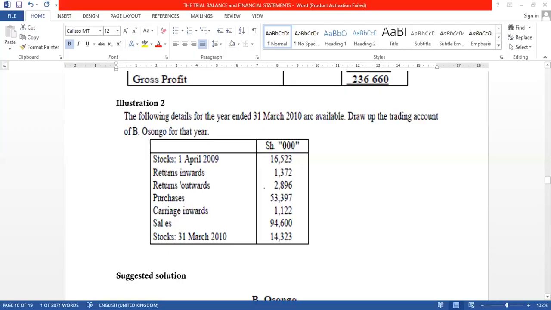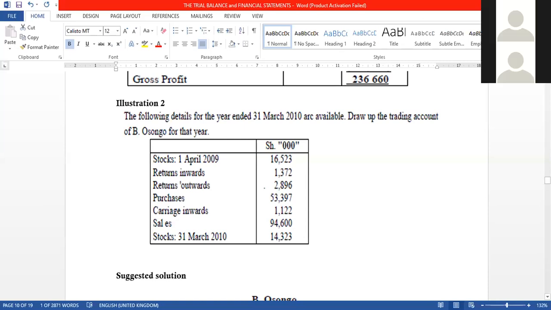One minute is over. This is similar to the one that we did last week, and therefore I expect us to be through very fast. You give me the gross profit, because we said that the purpose of preparing the trading account is to be able to determine the gross profit. So who is through with the gross profit?